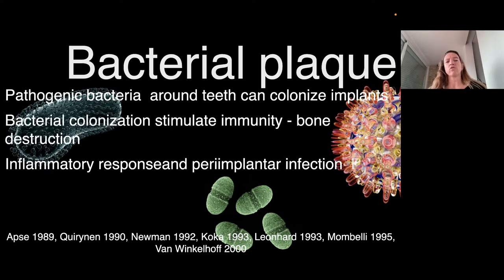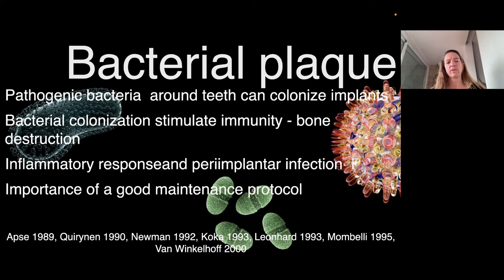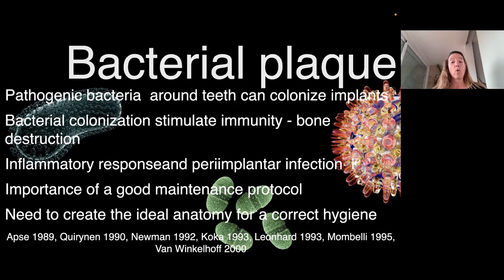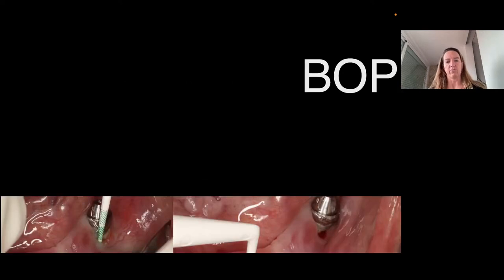This bacterial colonization will stimulate the immunity, and basically it will lead to bone destruction. So the inflammatory response and peri-implant infection are the consequence of the accumulation of bacterial plaque. So it's very, very important to have a good maintenance protocol around our implants. We need to create the ideal anatomy in the patient's mouth so that he is able to have a correct oral hygiene and avoid the accumulation of bacterial plaque.